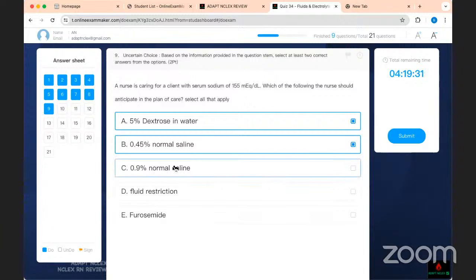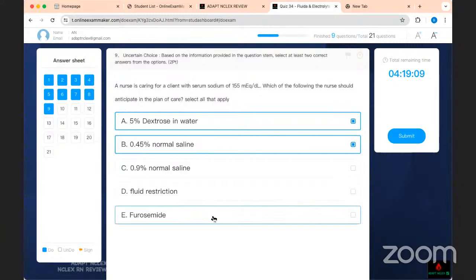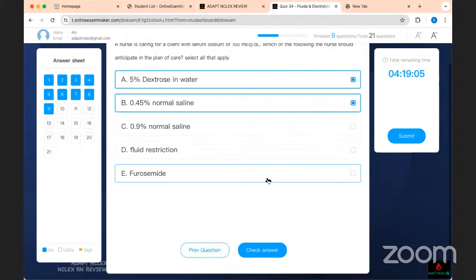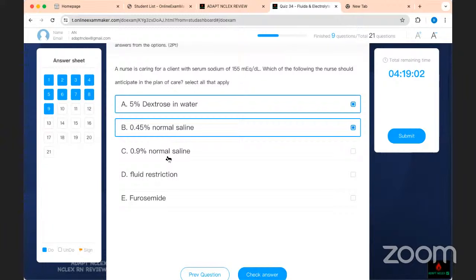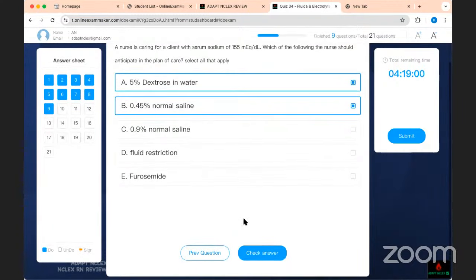You should not give them 0.9%. And then furosemide is going to worsen their fluid status. If you give them furosemide, they're going to lose more water, and the sodium is going to go up. Even though they will lose a little sodium, they will lose more water than sodium. And therefore, A and B are the right answers. This is the management of hypernatremia. This is a video you can watch in the adaptive class, but this is content mastery in fluid and electrolytes. So A and B are the right answers.